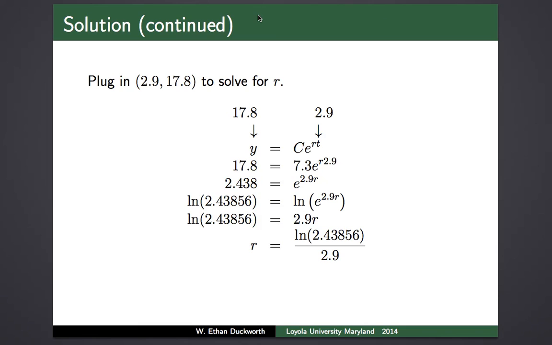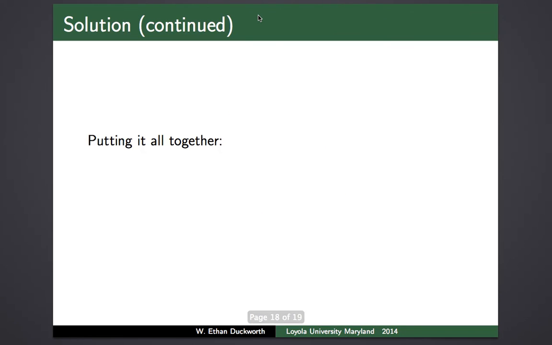Now, just like some other problems, that's an okay formula, but maybe you would rather have it simplified into a single number. I think I would too. So plug it into your calculator, and there you have it. r is approximately 0.307. Okay, let's put it all together. We found c on one page, we found r on another. Our final answer: f of t equals 7.3 e to the 0.307 t.